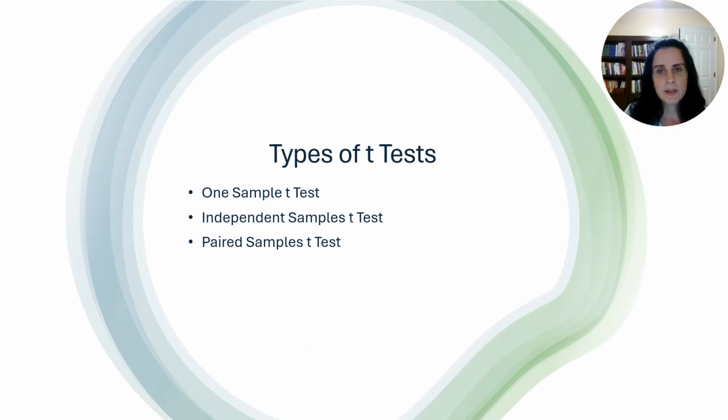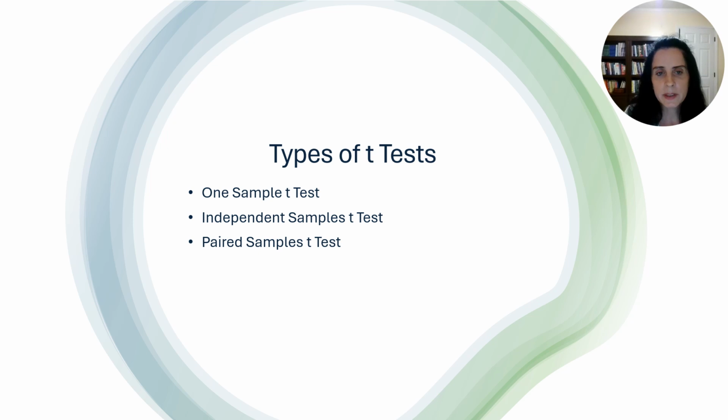There are three main types of t-tests. The independent samples t-test, which compares the means of two different groups. The paired samples t-test, comparing the means from the same group at different times. And the one sample t-test, comparing the sample mean to a known value.